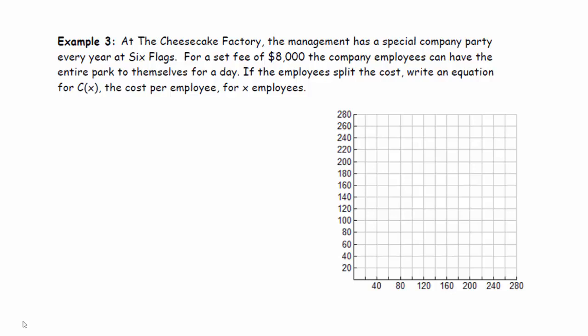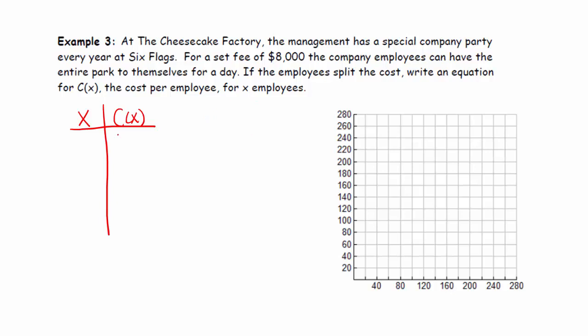So I guess it isn't so nice that the management has a special party for them, because they still have to pay to go, but at least they get the chance to do this. So let's think about this. I'm going to make a table. X is the number of employees, and C of X is the cost per employee.